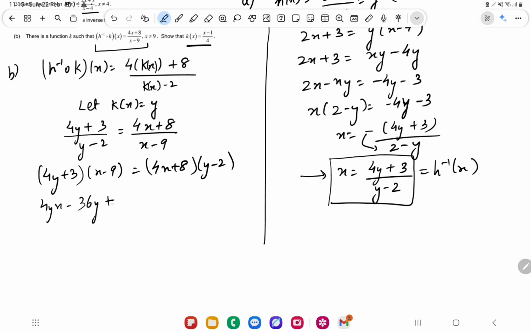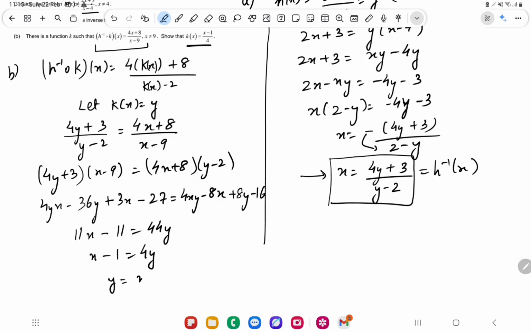So I will write it like this: plus 3x minus 27, that is equals to 4xy minus 8x plus 8y minus 16. Now on solving this, I will get my final answer as 44y. I can take 11 common, so I can write it as 4y. It means my y value is nothing but x minus 1 by 4, and y was, I have taken y as kx, so I got my kx as x minus 1 upon 4.